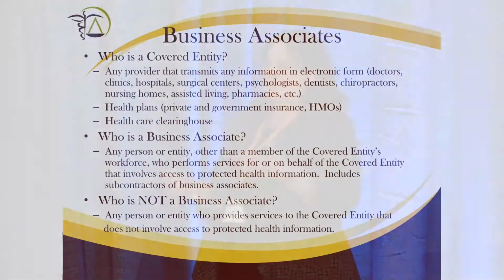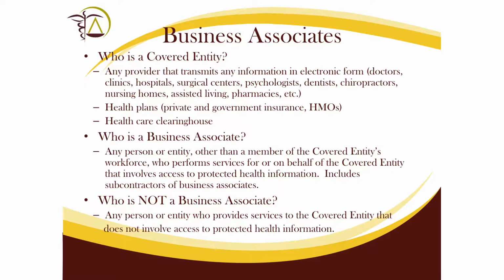And then again, more than 500 individuals affected, notification to the media is required. Business associates, we're getting to the end here, and we've discussed this a lot more at length at the beginning, so I'll go through this a little bit quickly. What is a covered entity? That's any provider, health plans, or a healthcare clearinghouse. A business associate is any person or entity other than a member of that current covered entity's workforce who performs services. Okay, and again, that change under omnibus rule, it includes subcontractors of business associates.